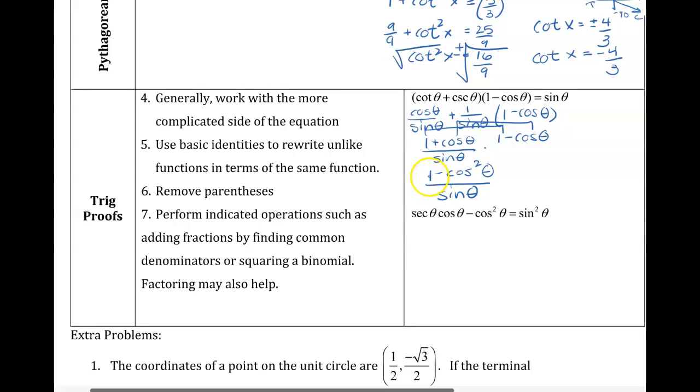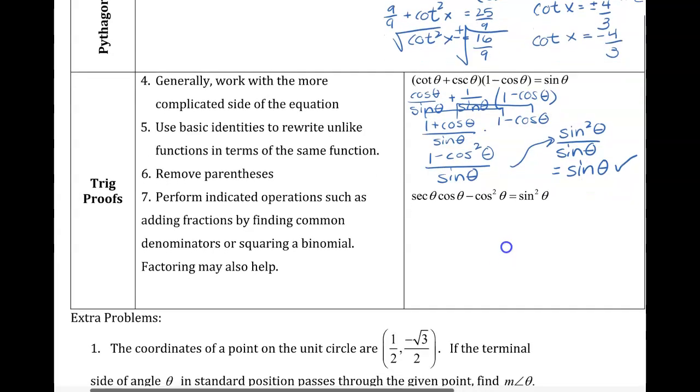So now at this point, I know that 1 minus cosine squared is actually equal to sine squared. So that's going to give me sine squared of theta all over sine of theta. And then I can just reduce: sine squared divided by sine is just sine of theta. And now we have sine of theta, which was our goal. So I can say I've achieved my goal and I'm done with that problem.